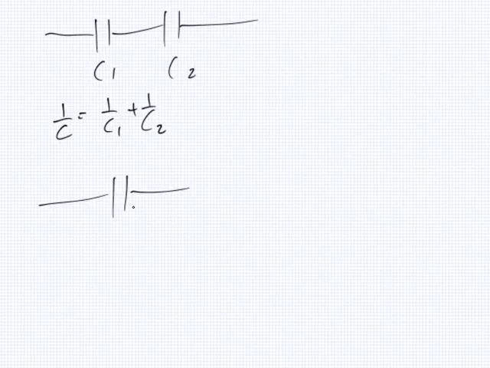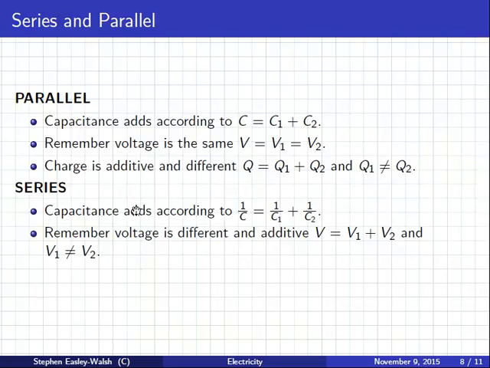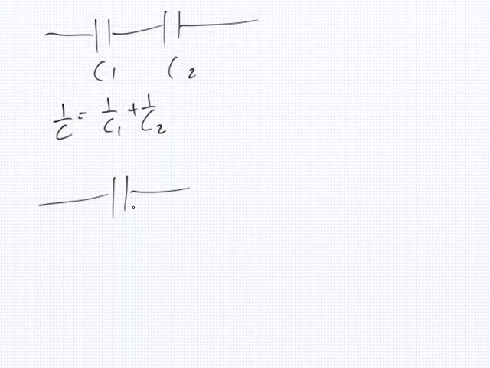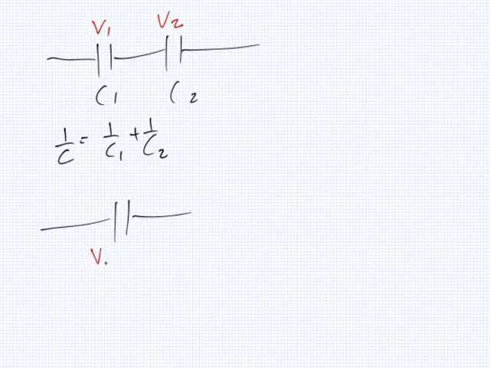Okay, so we have capacitance added together using this formula. So the next one is, remember that the voltage is different and it adds. So for example, I'll do it in red. If this is V1 and this is V2, then what's the voltage here? V1 plus V2. So let's look at what the charge is.